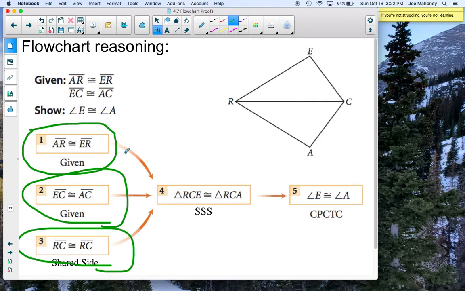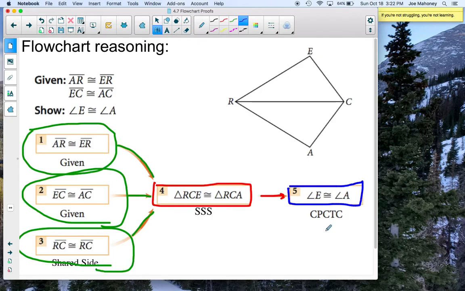So once I have those 3 things, then those 3 together flow into the next conclusion I can make, which is that now the triangles are congruent. And why are the triangles congruent? We write that on the bottom. We call that side, side, side. And once the triangles are congruent, then we can go to our final statement, which is that angle E is congruent to angle A by CPCTC.